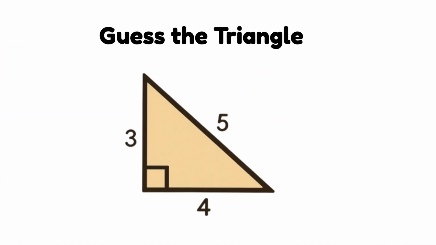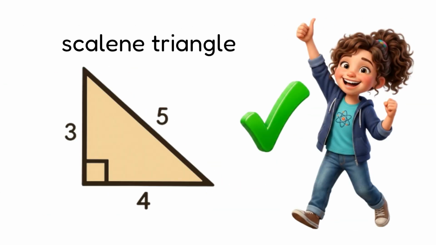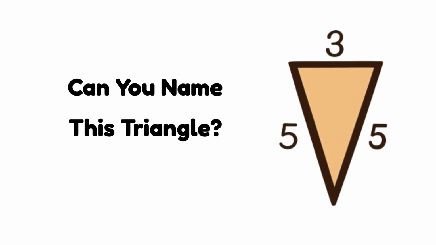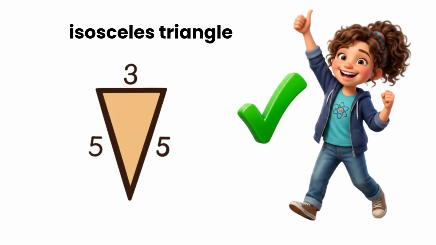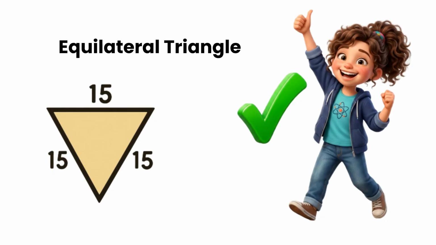Let's try another challenge. Look closely. The sides are different in length. Again, this is a scalene triangle because all sides are unique. Can you name this triangle? That is an isosceles triangle. Guess the triangle. Take a moment to look at this shape. It is an equilateral triangle, identified by its 3 equal sides.